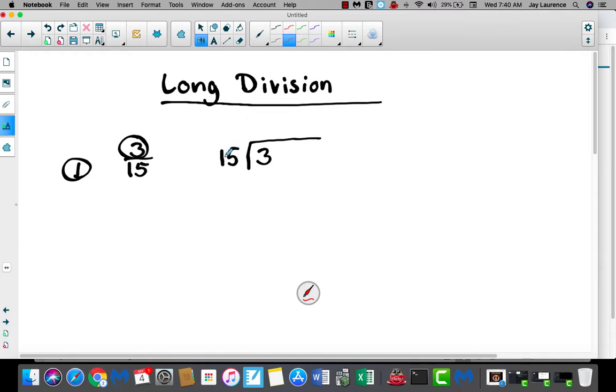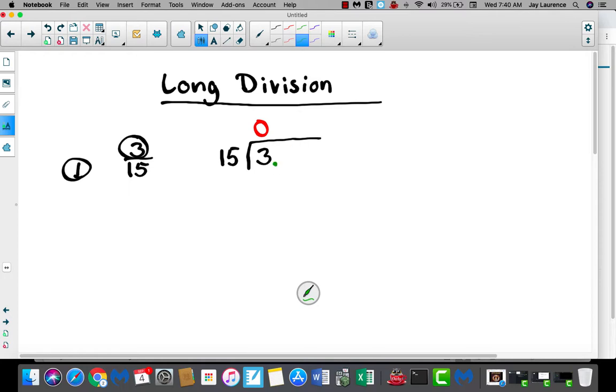So, does 15 go into 3? Of course not. How many times does it go in? If it doesn't go in, then it must go in 0 times. And notice I put the 0 right above the 3 because 3 was the number I was talking about. Now, it would be silly to multiply and then subtract because I'm just going to get 3 again. So I'm just going to skip that step for this.